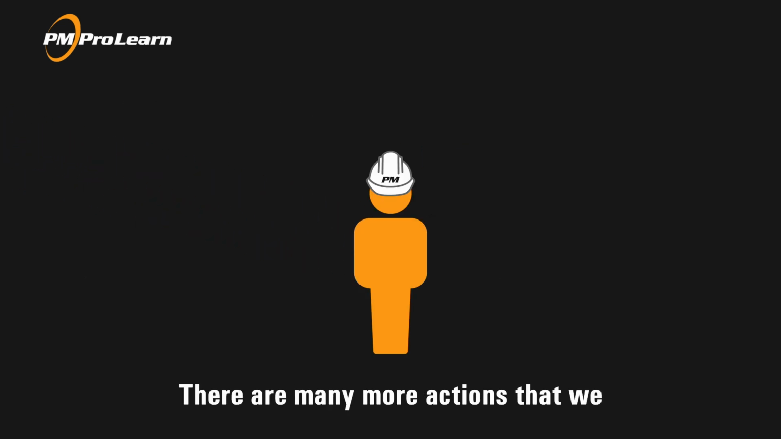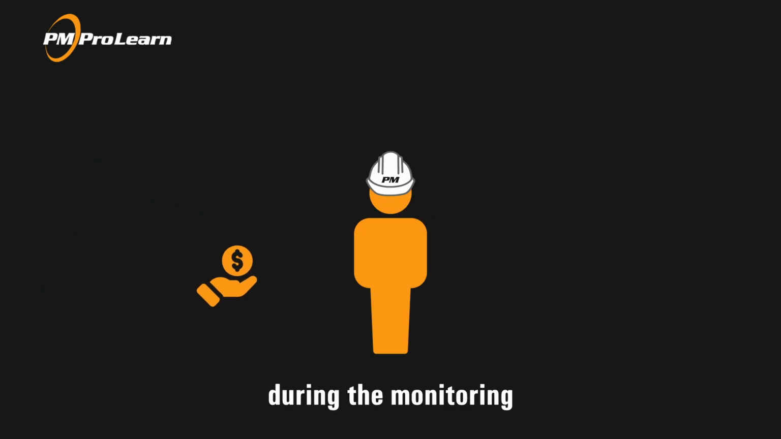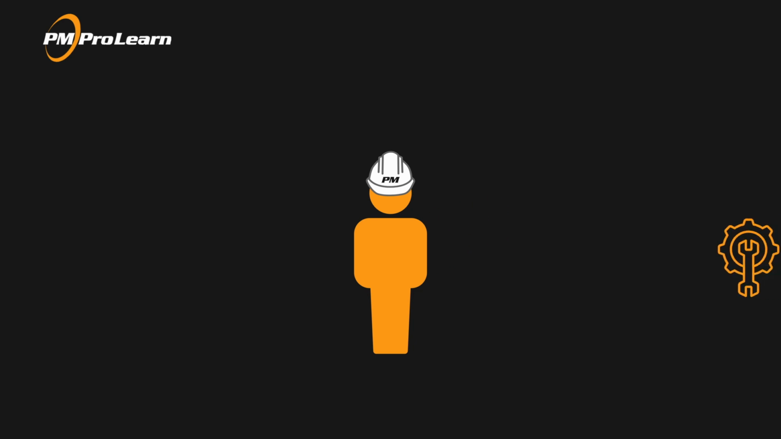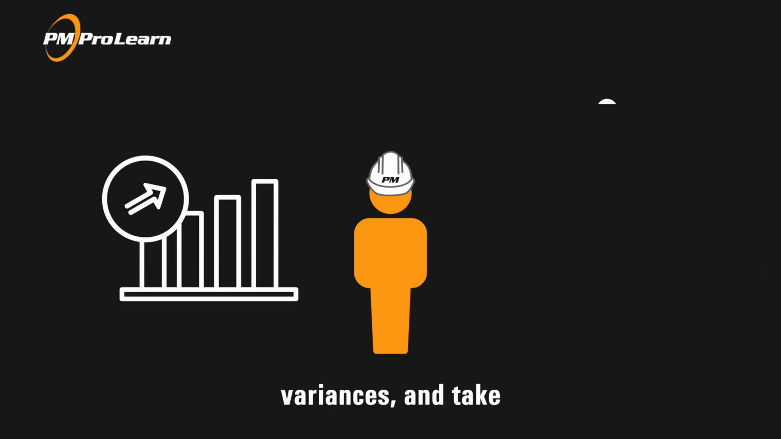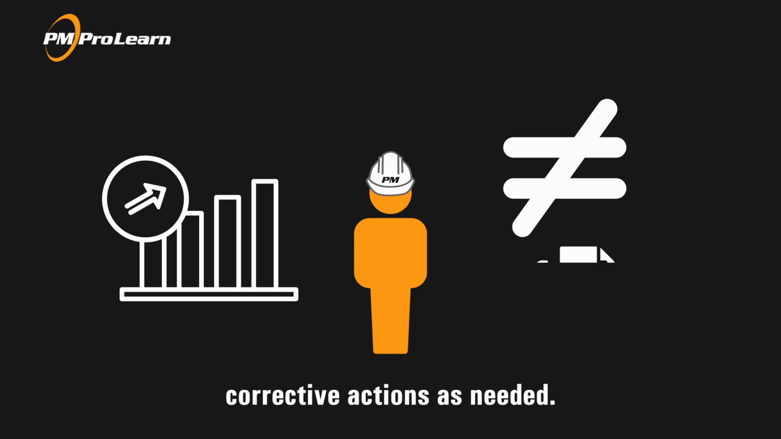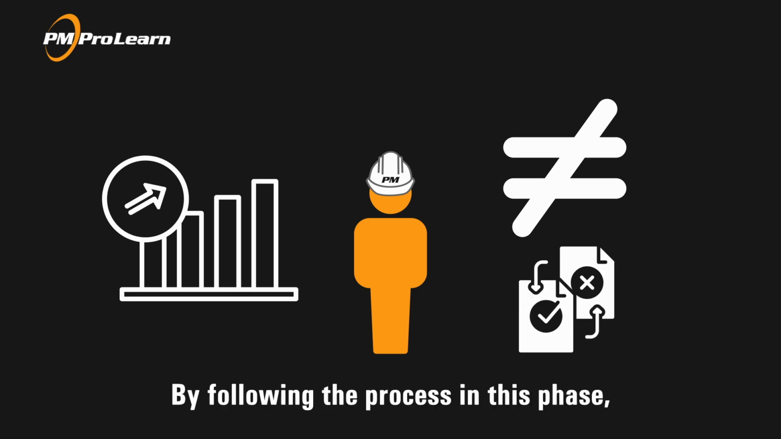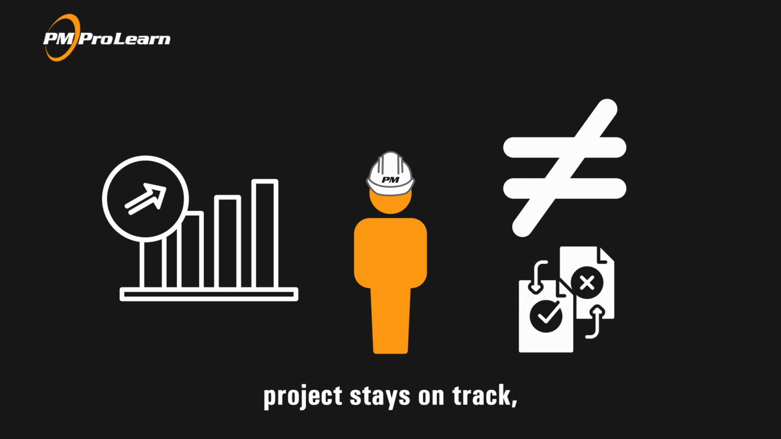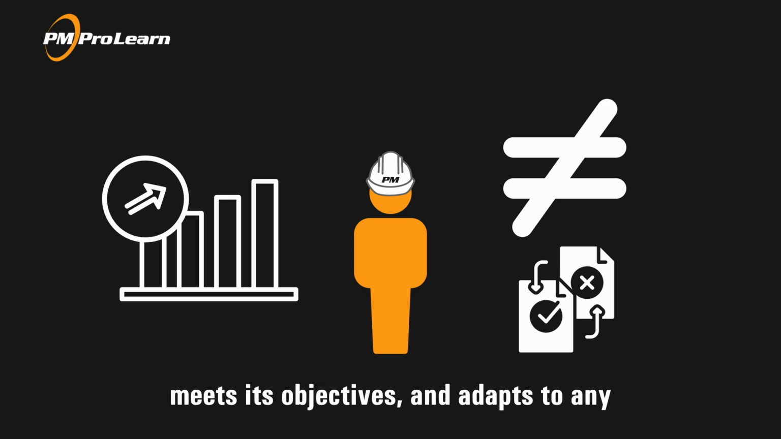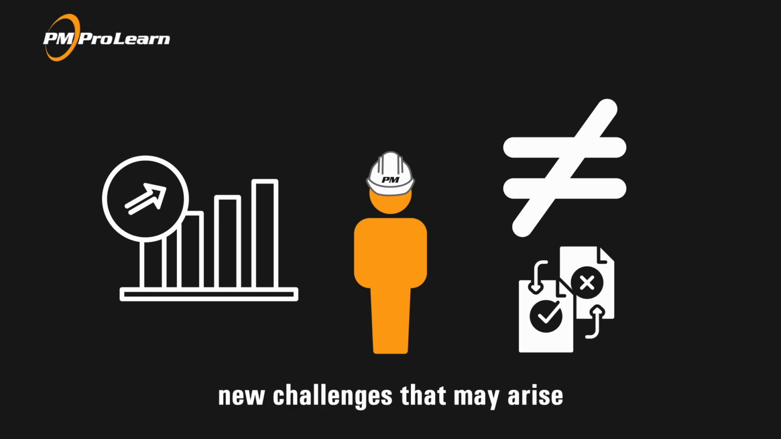There are many more actions that we should conduct as project managers during the monitoring and controlling phase. However, the summary is that we want to track the project's progress, address variances, and take corrective actions as needed. By following the process in this phase, we ensure that the project stays on track, meets its objectives, and adapts to any new challenges that may arise.